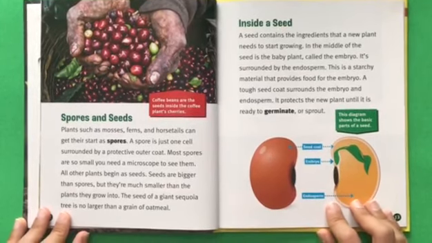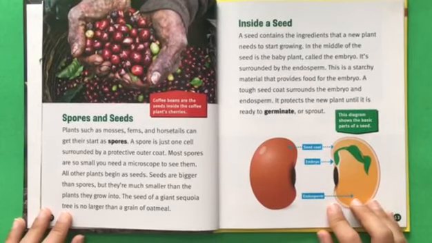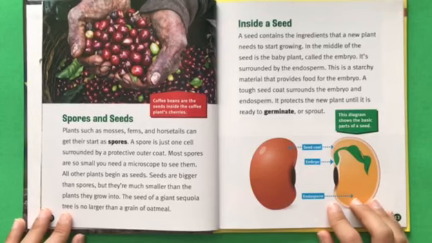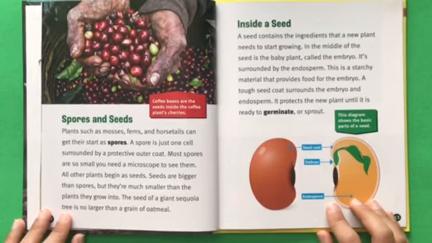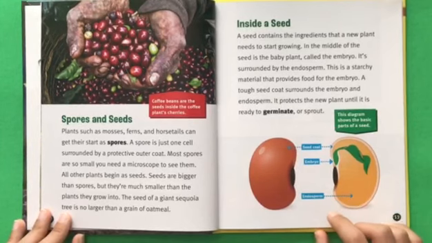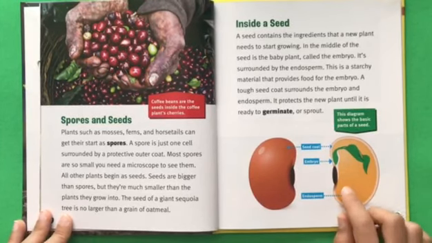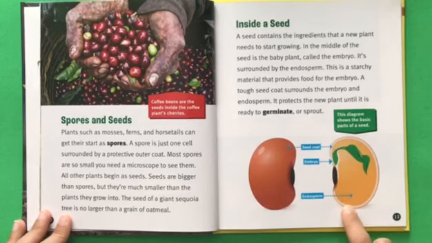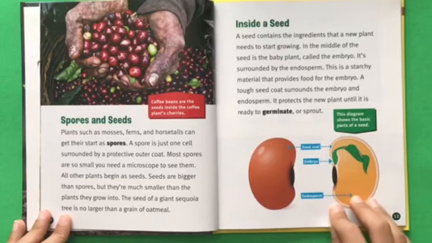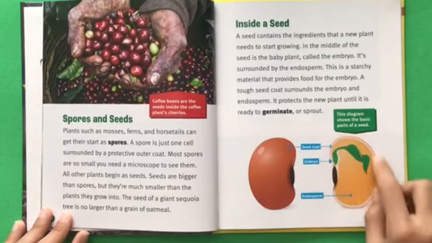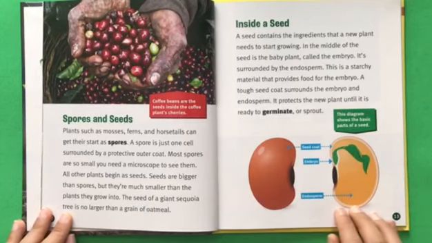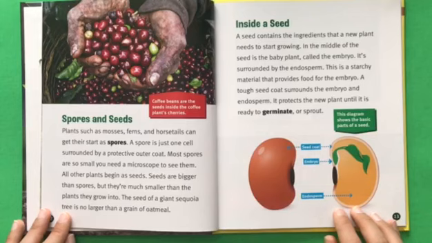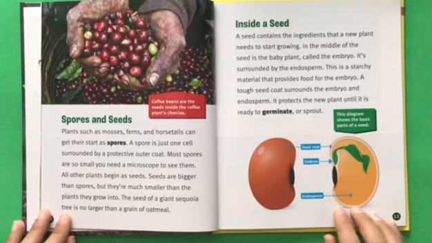Inside a seed are the ingredients that a new plant needs to start growing. In the middle of the seed is the baby plant, called the embryo. It's surrounded by the endosperm. This is a starchy material that provides food for the embryo. A tough seed coat surrounds the embryo and the endosperm. It protects the new plant until it is ready to germinate, or sprout.